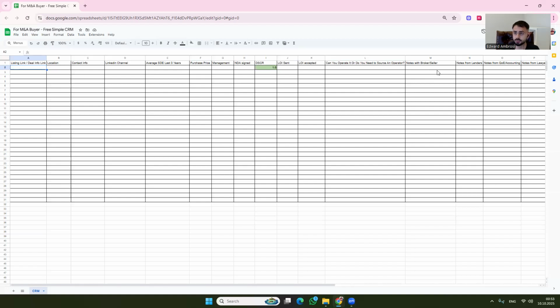A lot of our buyers have used a very similar process, maybe with additional columns or maybe fewer columns, but at the end of the day, it's all about you being organized and inputting all this information. Because if you have this and you're not using it, it's not worth anything. If you're using it, you're really going to be able to organize all this process.